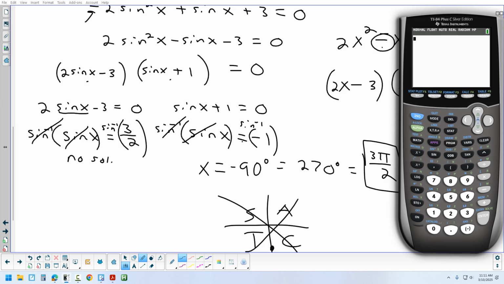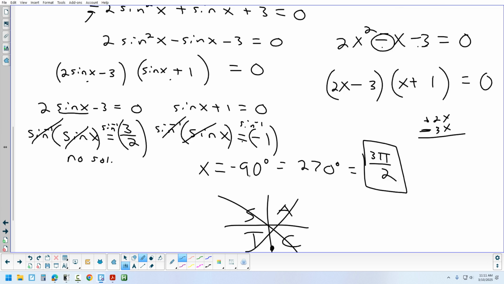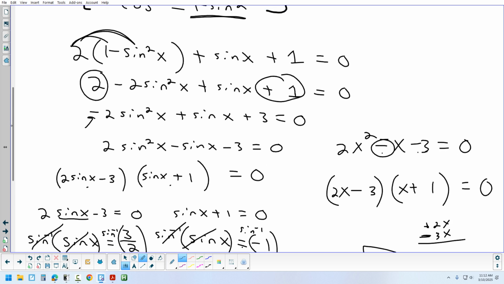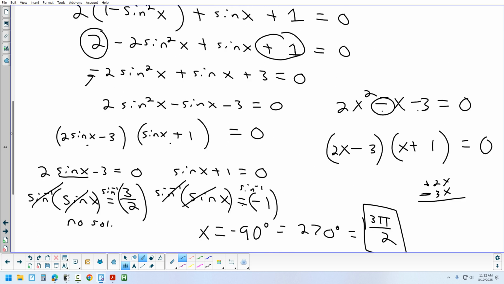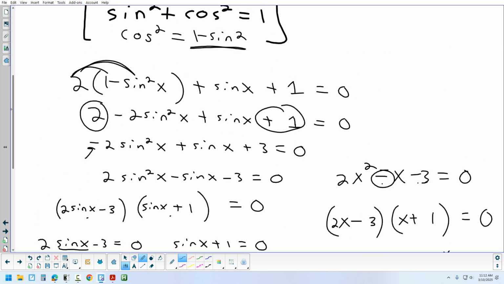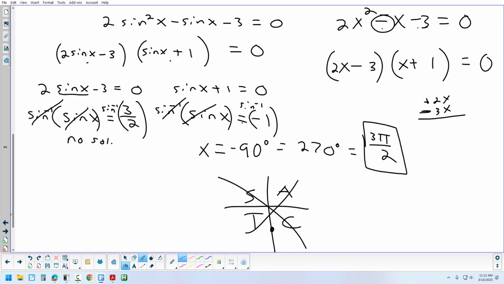That's why I always say do it in degrees first. That number that I just got, negative 1.57, is actually equivalent to negative 90. I would have had to add 2 pi to make it 3 pi over 2. But it's a lot easier to do the arithmetic in degrees and then change it at the end. Any questions on that one? So that's a pretty typical pattern. Substitute for what's squared, factor it, and then set each factor equal to 0.